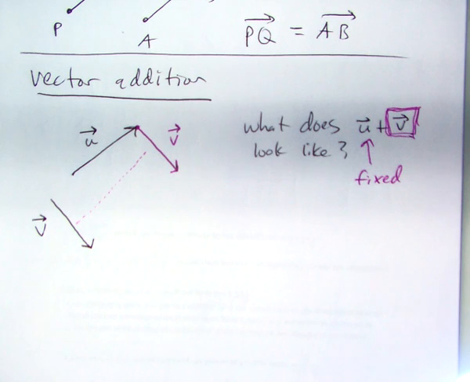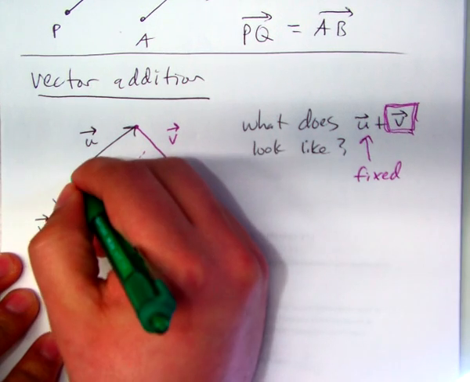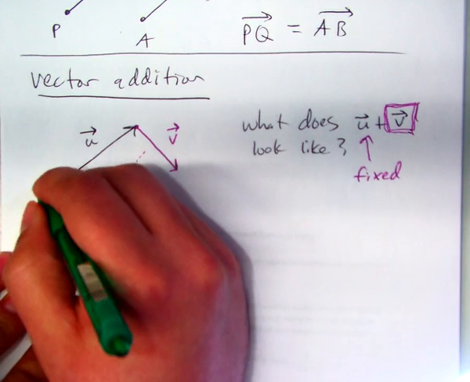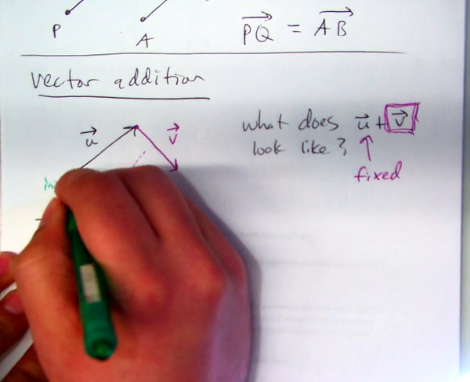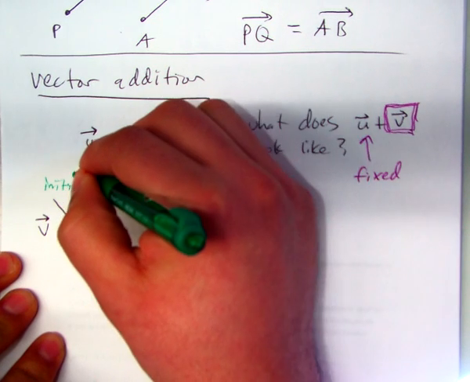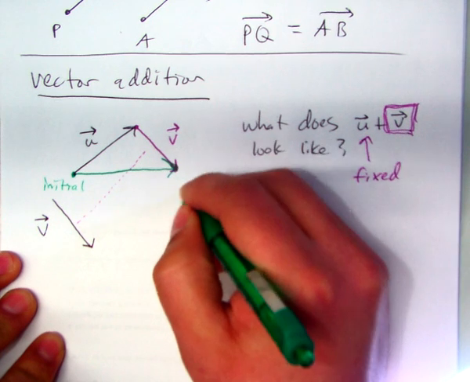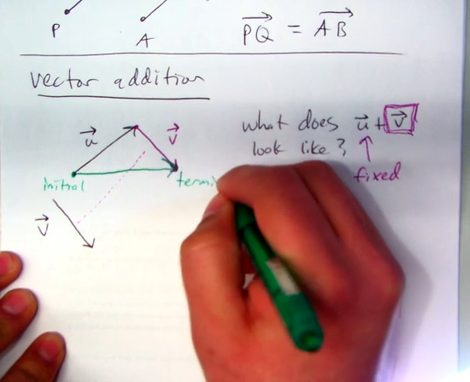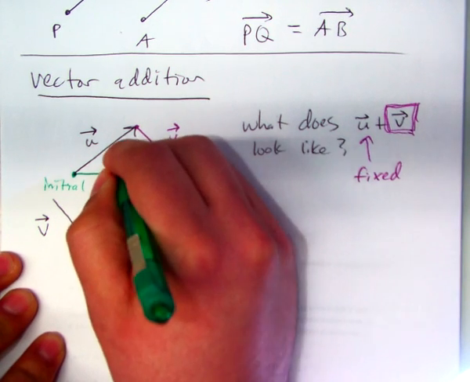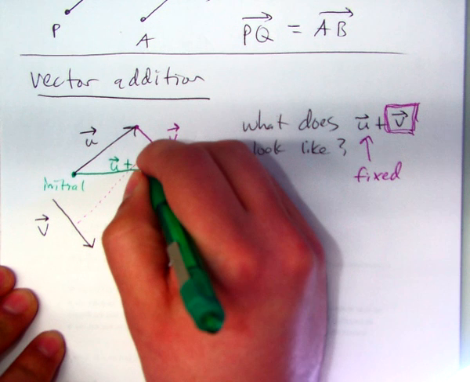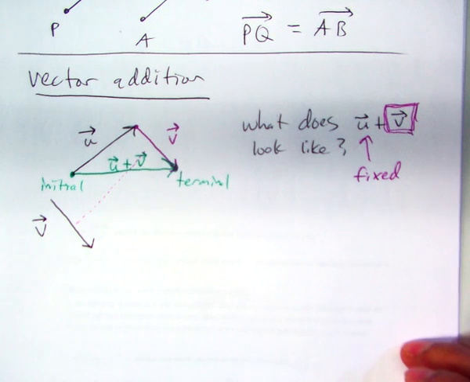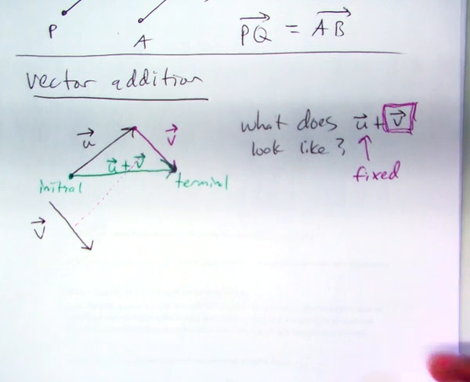Okay, so now the answer is here. We connect from the initial point to our new terminal point, which is right here, and we say that this green vector is U plus V. Does that kind of make sense?